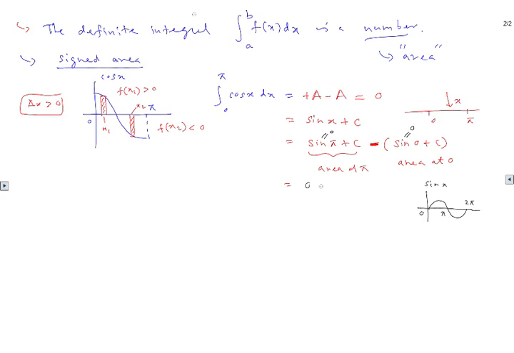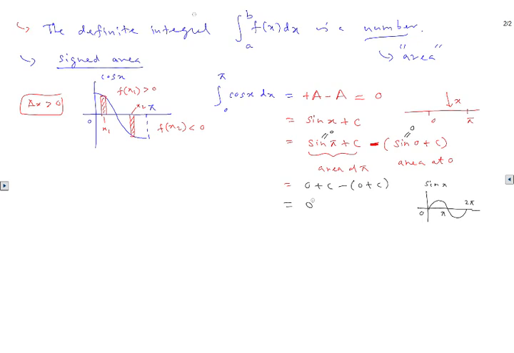So it is 0 plus c minus 0 plus c. They cancel each other, and you end up getting 0. Okay, wonderful. That's exactly what you expect. So when you integrate, you end up getting a 0. What does that mean? It is the algebraic area, not the actual area, the algebraic area.